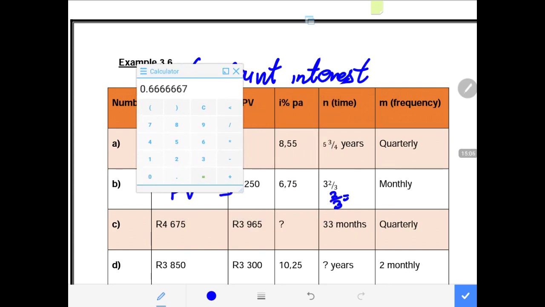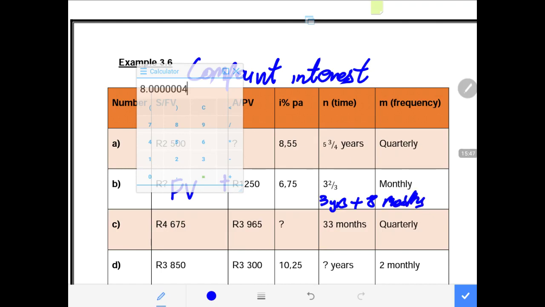So now what do we need to do in this case? We need to multiply by 12 months in a year so that we know how many months is 0.66, or how many months is 66 or 67% of a year. So now we discover that it is exactly 8 months. Again, it was 2 over 3. That's what we get. Then we multiply this answer by 12 in order for us to see that this is 8 months in a year. So now that means this is 3 years plus 8 months.